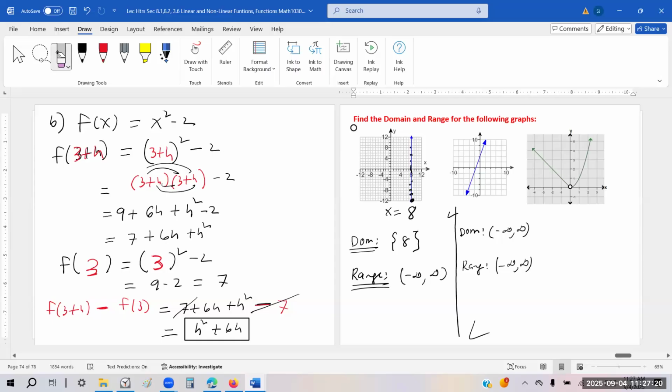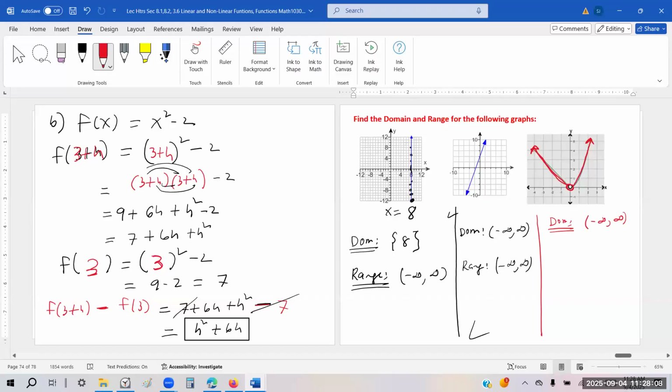Now the interesting one. It has a hole at 0, and then it's going on forever on the left, forever on the right. Who'd like to do domain? Negative infinity to positive infinity. But if I tell you, what is the y value when x is 0? When x is 0, what's the y value? You don't see a 0 here, you see a hole. So yes, it's negative and positive infinity, except 0.